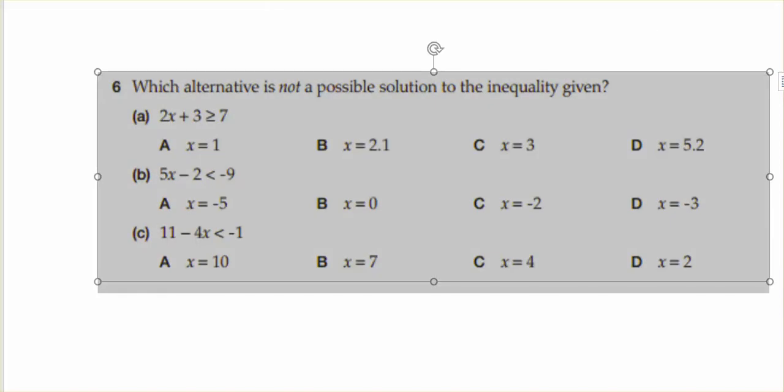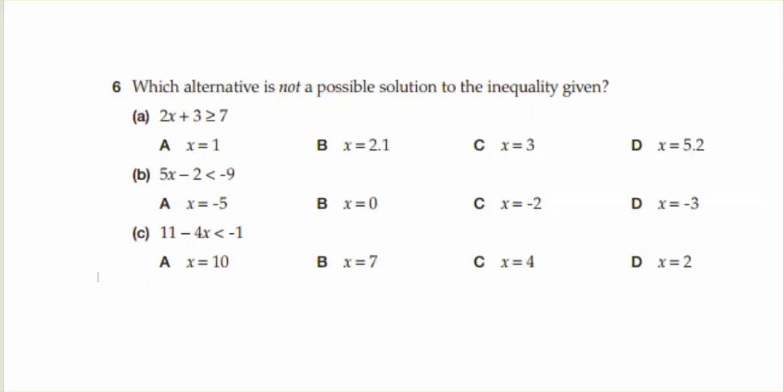This is for Year 10 Methods Pathways. We can look at exercise 1.5, question number 6. So we've got some inequality questions. In the first question, we have an inequality stating that 2x plus 3 is greater or equal to 7. So we're testing which of the possibilities actually follows that rule.